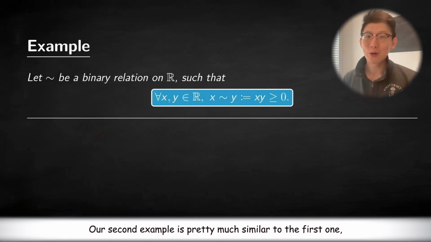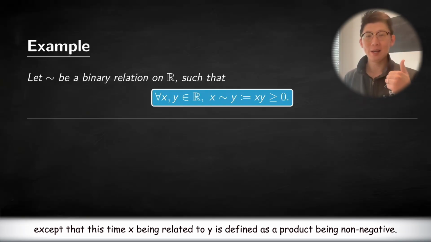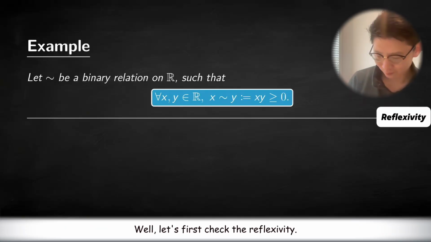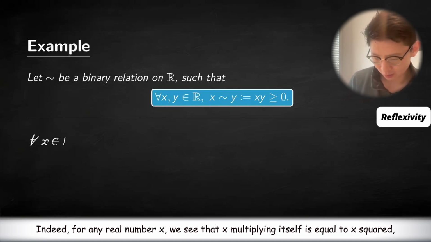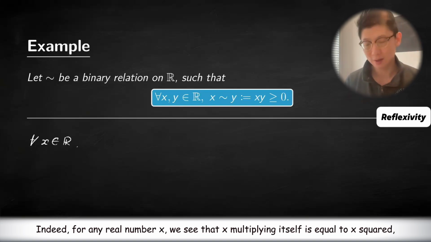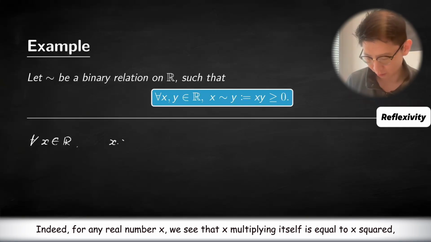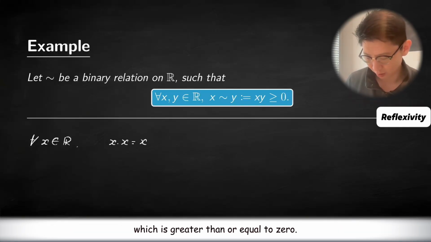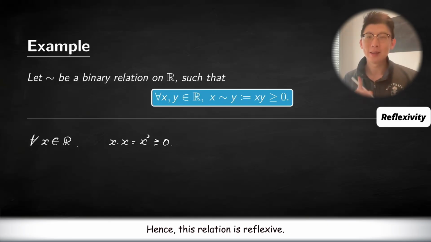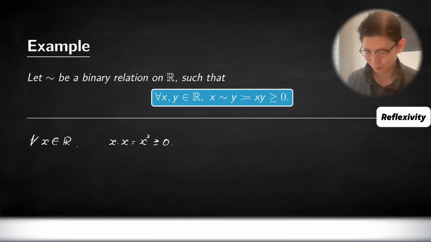Our second example is pretty much similar to the first one, except that this time X being related to Y is defined as their product being non-negative. Well, let's first check the reflexivity. Indeed, for any real number x, we see that x multiplying itself is equal to x squared, which is greater than or equal to 0. Hence, this relation is reflexive.